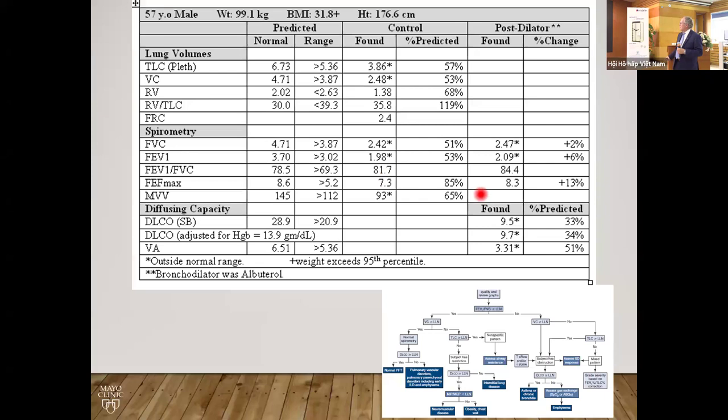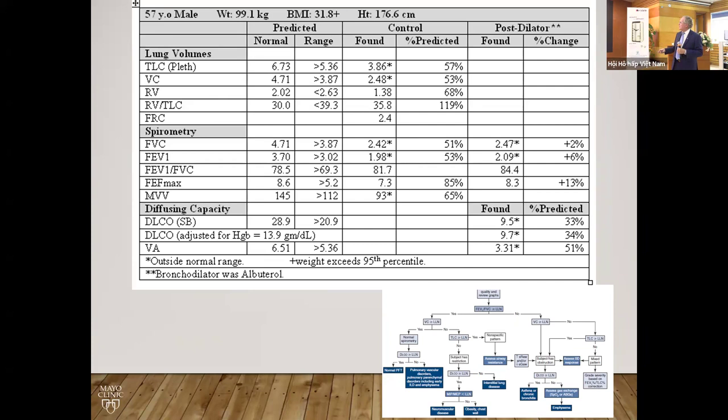So then we go down to gas exchange, and the DLCO is reduced. So we have restriction by spirometry, we have restriction by lung volumes, and we have a reduction in DLCO. So if we follow the flow chart, even for gas exchange, we have a reduction in DLCO and a reduced VA. So that takes us to simple restriction, okay?